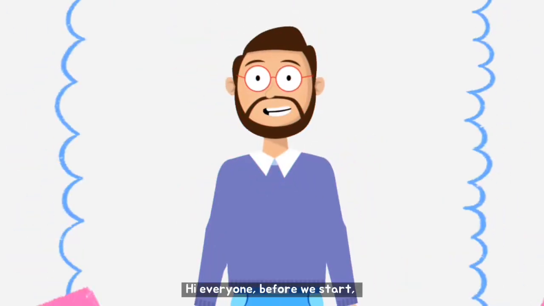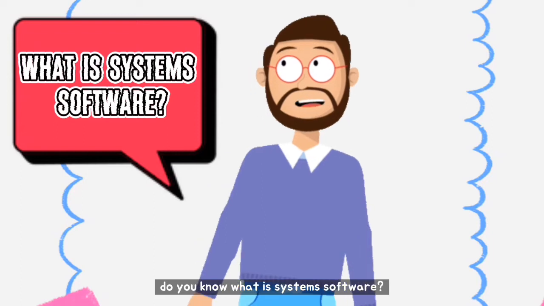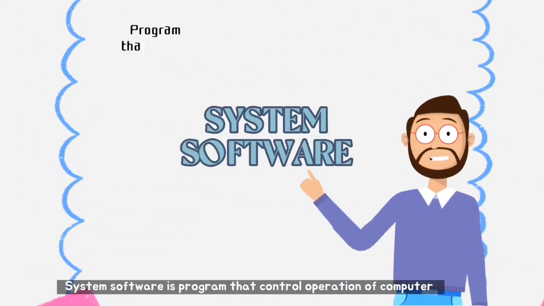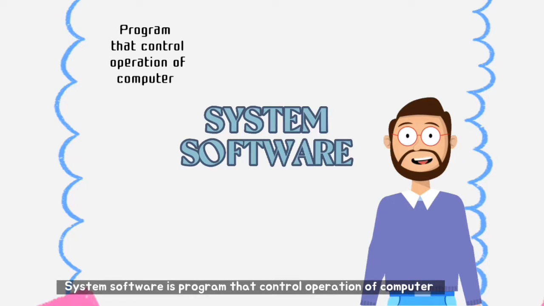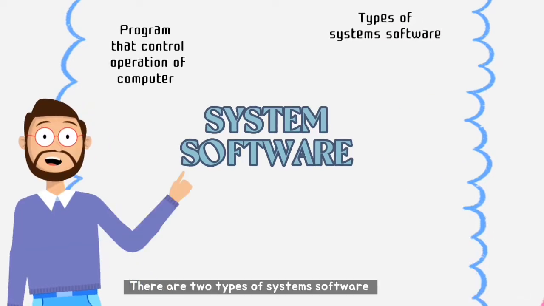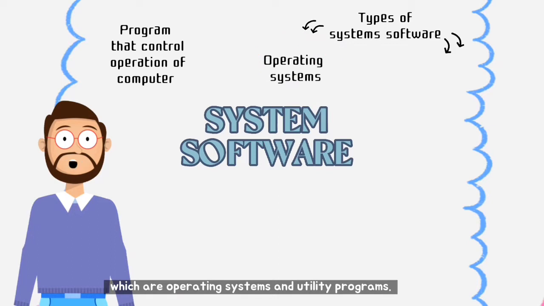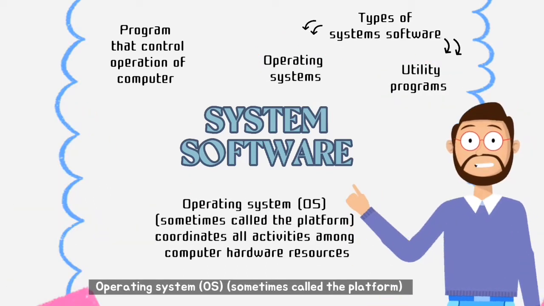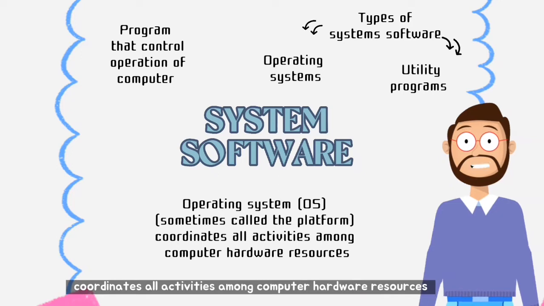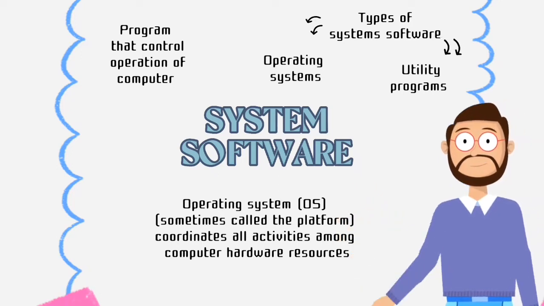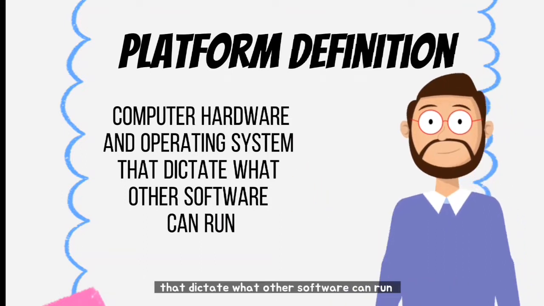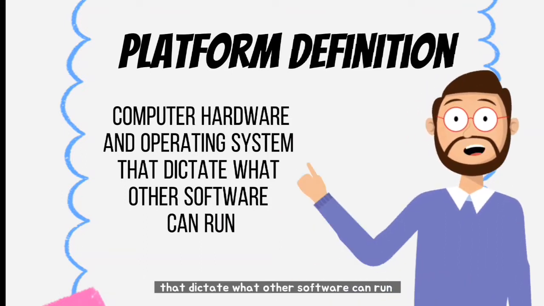Hi everyone, before we start, do you know what is system software? System software is a program that controls operations of a computer. There are two types of system software, which are operating systems and utility programs. Operating system (OS), sometimes called the platform, coordinates all activities among computer hardware resources. In addition, platform means computer hardware and operating system that dictate what other software can run.